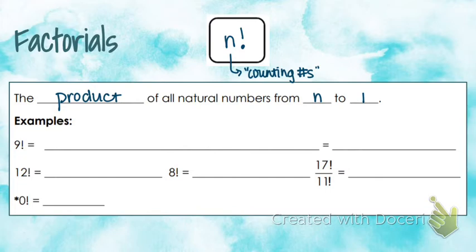Okay, so examples would be, all right, 9 factorial is going to equal 9 times 8 times 7 times 6 times 5 times 4 times 3 times 2 times 1. And when we type all that in the calculator, we get 362,880. So 12 factorial would be 12 times 11 times 10 times 9, 8, 7, 6, 5, 4, 3, 2, 1. But I'm going to show you how to enter this on your calculator.